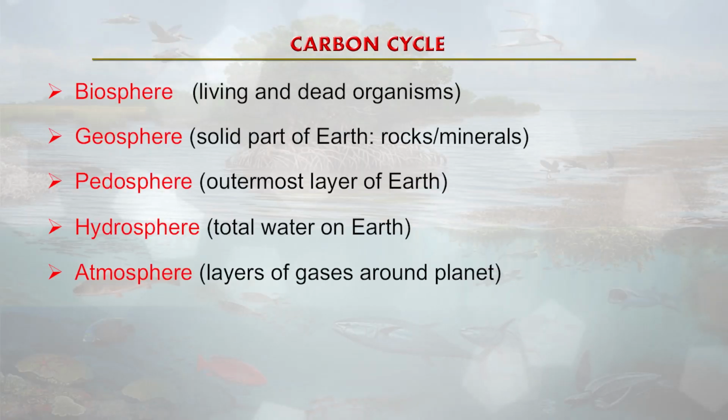So the carbon cycle is basically the movement of carbon atoms in different forms through the reservoirs, grouped into the biosphere, which comprises the living and dead organisms; the geosphere, which is the solid part of earth, that is rocks and minerals; the pedosphere, which is the outermost layer of earth; the hydrosphere, total water on earth; and the atmosphere, layers of gases around the planet.